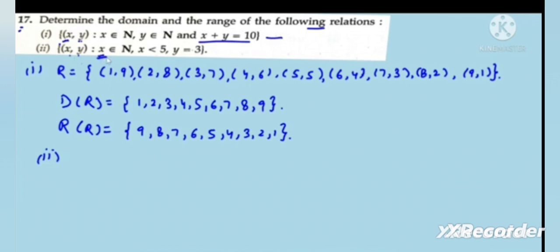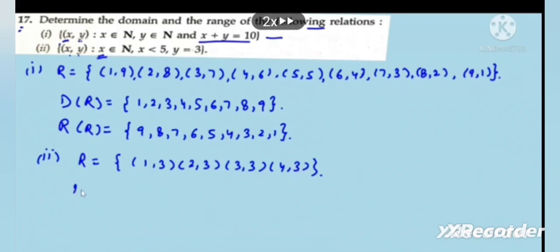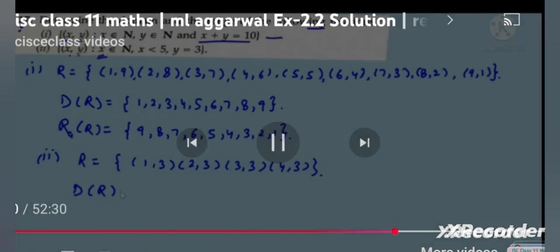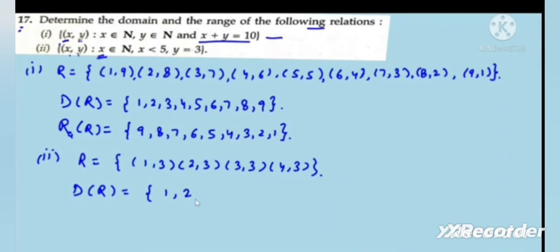The second one is what? x is a natural number such that x is less than 5, but y is a fixed element, that is 3. So check the ordered pairs. Always it is 3 in the second position, and the first place should be filled up by natural numbers which are less than 5. Now from there find the domain, and the domain is 1, 2, 3, 4 and the range is 3 only.